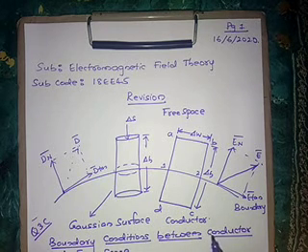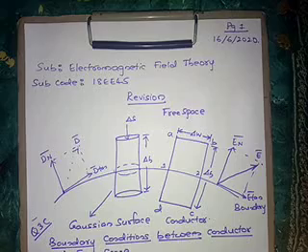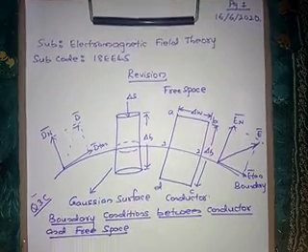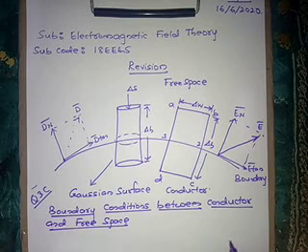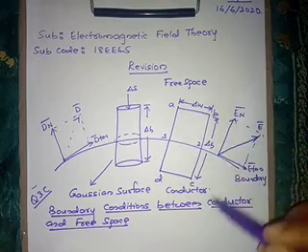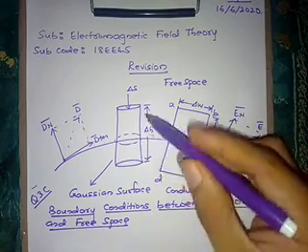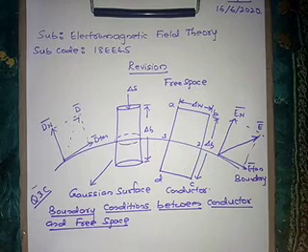So keeping these 3 points in mind, let us go into the details of deriving the boundary conditions between the conductor and the free space. To derive the boundary conditions here, we are considering the Gaussian surface. This is the Gaussian surface and the closed path. The Gaussian surface is a surface which obeys the Gauss law, and this is the closed path. First, let us derive the condition of E bar at the boundary.